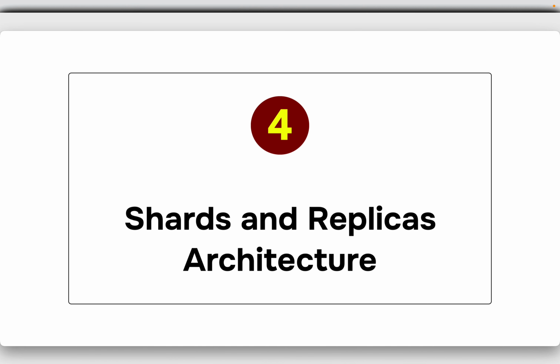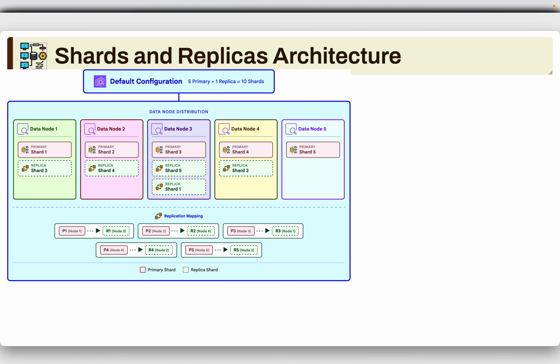Fourth topic is shards and replicas architecture. The diagram shows 5 data nodes with primary and replica shards distributed across them. Default configuration is 5 primary shards plus 1 replica, which equals 10 total shards. The replication mapping shows how each primary shard is replicated to a different node for fault tolerance. So let's say we have 5 data nodes. We have the primary shard, shard 1. This will be replicated onto a different node. So this primary shard, for example, P1 on node 1 has a replica on node 3.